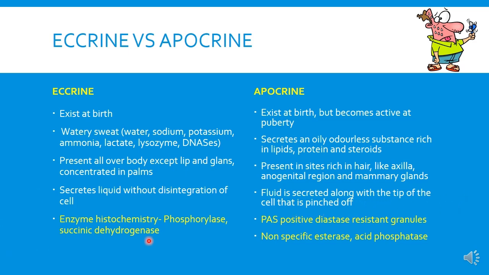Enzyme histochemistry-wise, eccrine glands are rich in phosphorylase and succinate dehydrogenase, whereas apocrine glands are rich in non-specific esterase and acid phosphatase. And apocrine glands are positive for periodic acid-Schiff, and they have these PAS-positive, diastase-resistant granules.